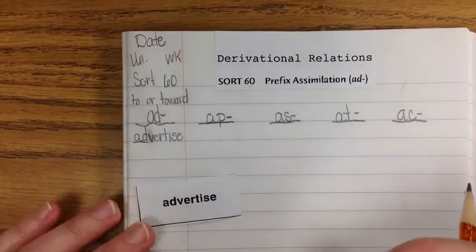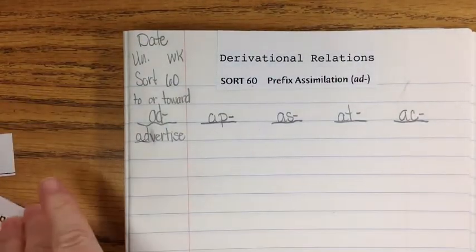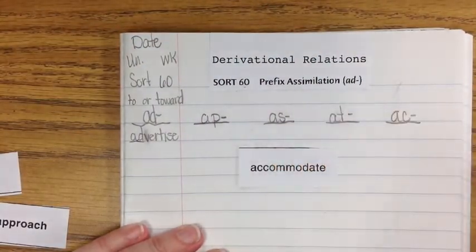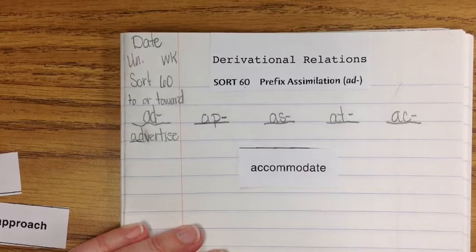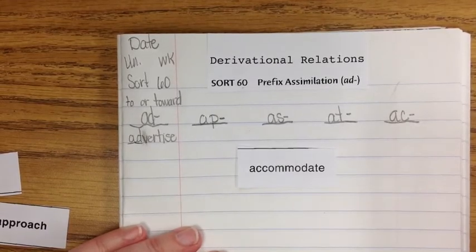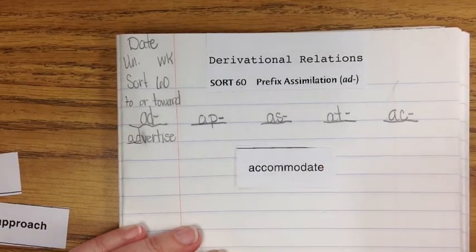All right, now we need to find accommodate. So look through your words really quick and find accommodate. Okay, this is a word that is so frequently misspelled, even by adults that are really good spellers. They usually leave out a C or an M.